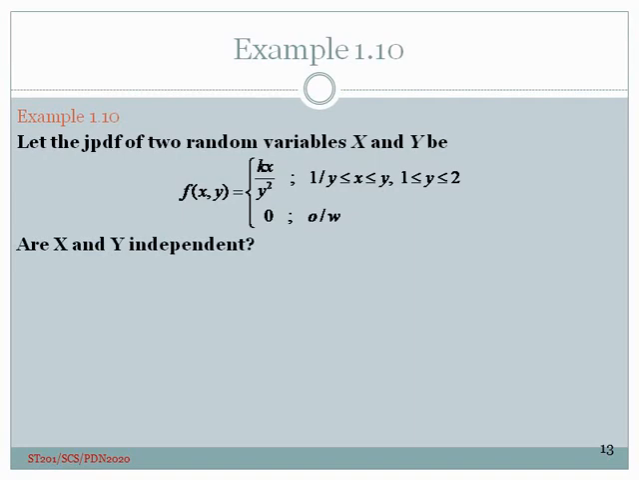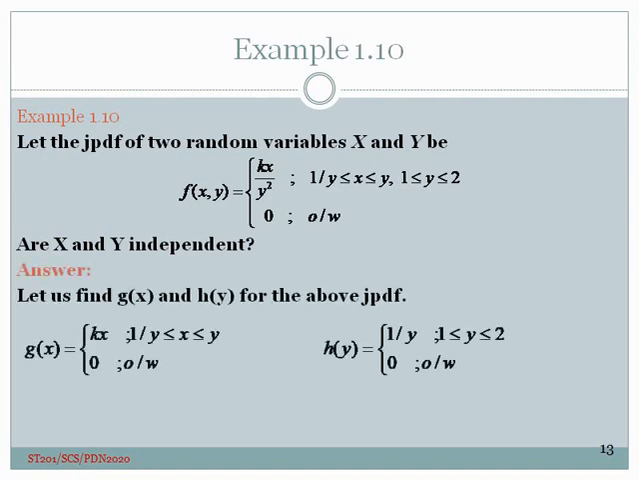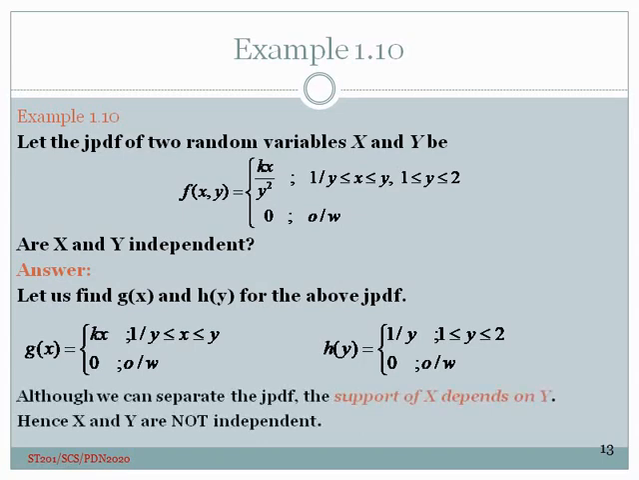Now let's check whether we can split this function into g(x) and h(y). Of course you can do that. Such a way, g(x) is kx and h(y) is 1 over y squared. But you have to be careful. Although you can split the function, still x depends on y because the support of x is from 1 over y to y. Although you can split the function into g(x) and h(y), because the support of x depends on y, we cannot say x and y are independent.